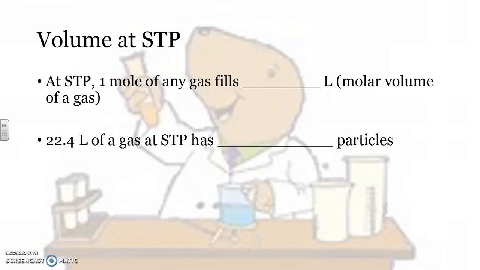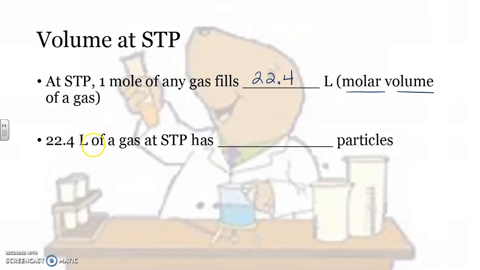So, volume at STP. At STP, or standard temperature and pressure, 1 mole of any gas fills 22.4 liters. This is what we call the molar volume, because it's the volume of 1 mole of a gas.